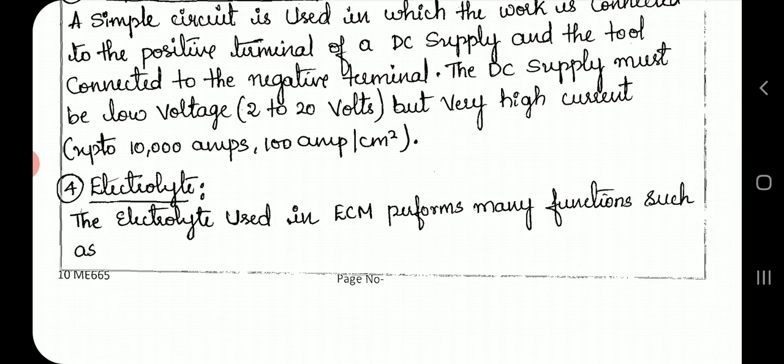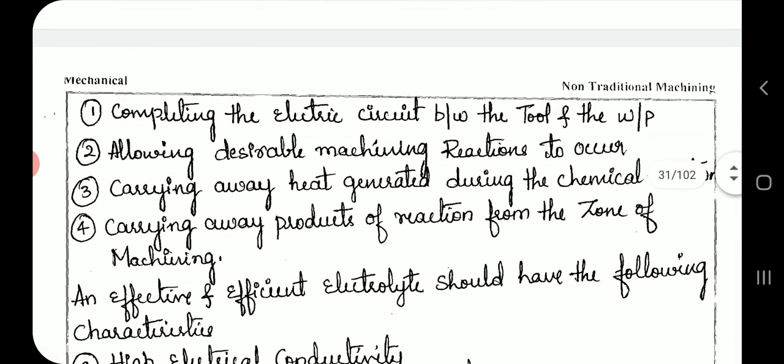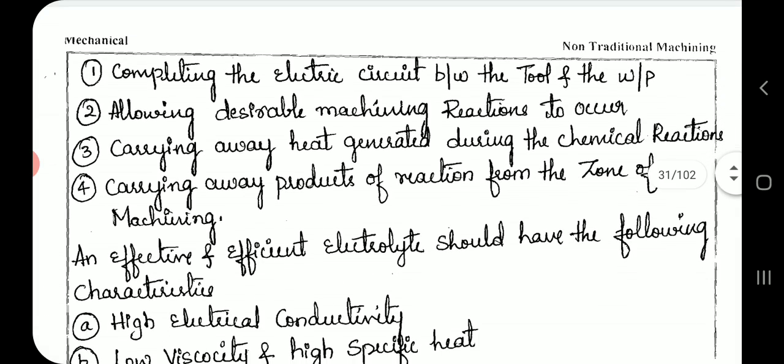Electrolyte. The electrolyte used in ECM performs many functions such as completing the electric circuit between the tool and the workpiece, allowing desirable machining reactions to occur, carrying away heat generated during the chemical reactions, and carrying away products of reaction from the zone of machining.